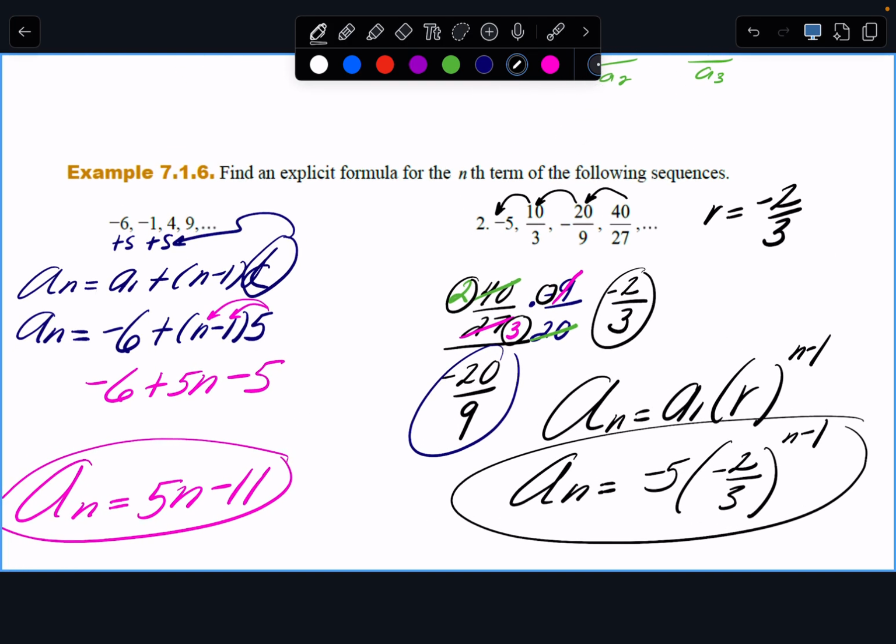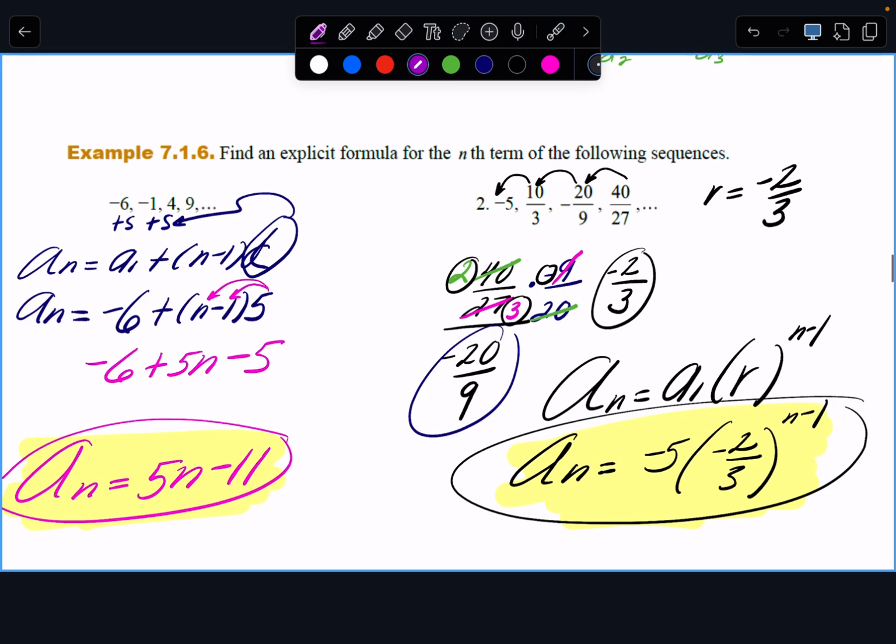So it does take memorization. And again, I'm pointing out, when it's arithmetic, it'll be linear. When it's geometric, it'll be exponential. That's huge for next time's lesson. So we just got to remember that. You guys feeling okay about that? It is a lot of info all at once.